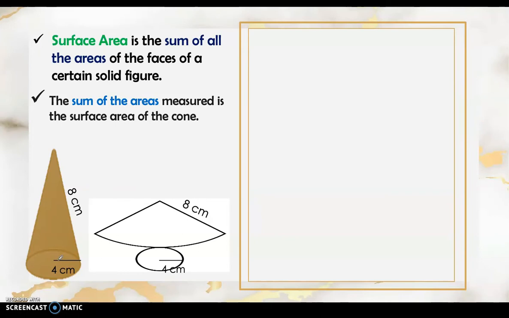If you're going to make the net, this is what it looks like. So we have 4 centimeters for the radius of the circle, and this is the slant height of the cone, which is 8 centimeters.